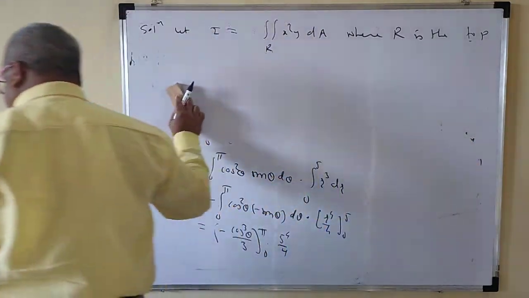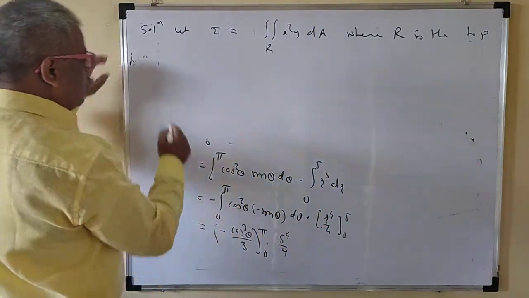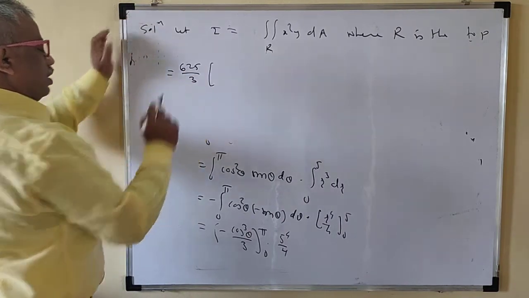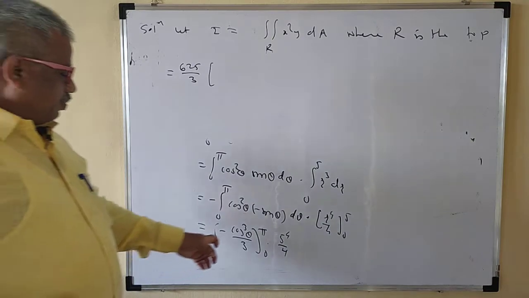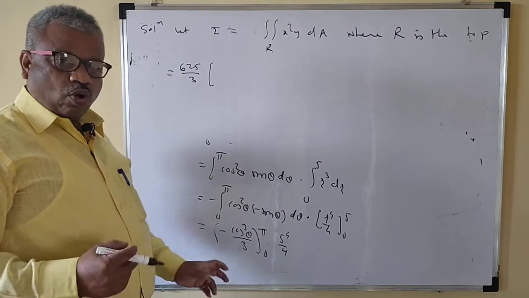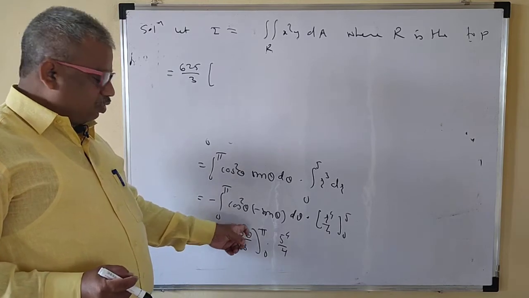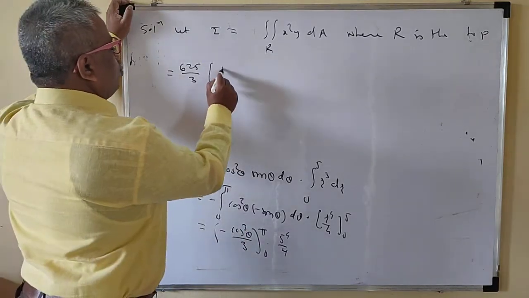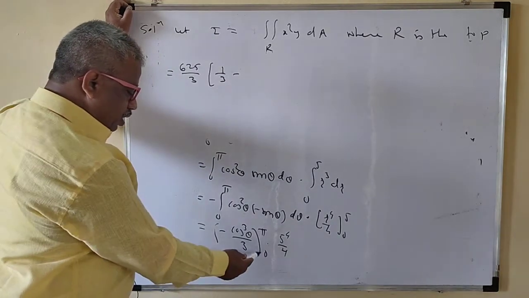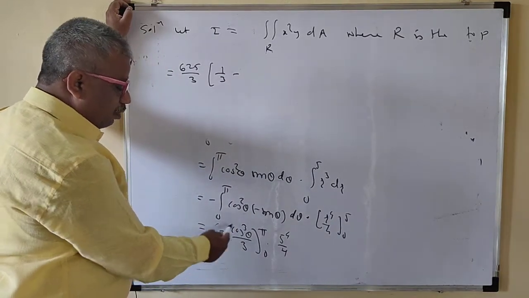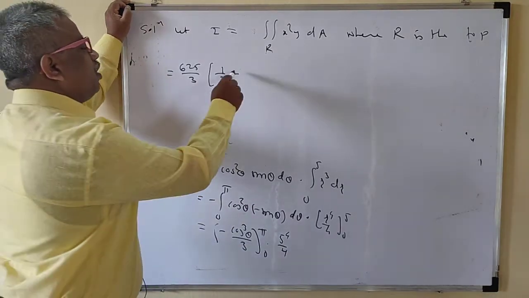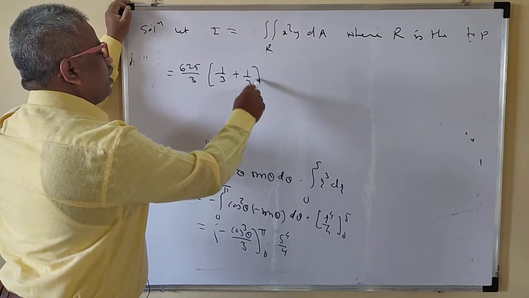So that you are familiar with this. Okay, so now this is 625 by 3. If you put theta is equal to pi, cos pi is minus 1. Minus 1 cube is minus, minus becomes plus, so this will be 1 by 3. Then minus c. If you put theta is equal to 0, then the value is minus 1 by 3, and you are putting the lower limit, so minus minus becomes plus again. So this is 1 by 3.